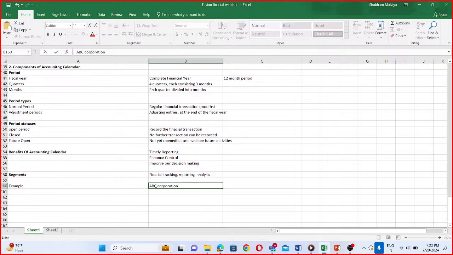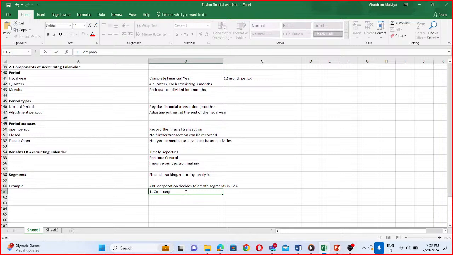Okay, so we have ABC Corporation that uses Oracle Fusion for its financial management. ABC Corporation decides to create segments in the COA, chart of accounts. So what segments will ABC create? The first segment is company.